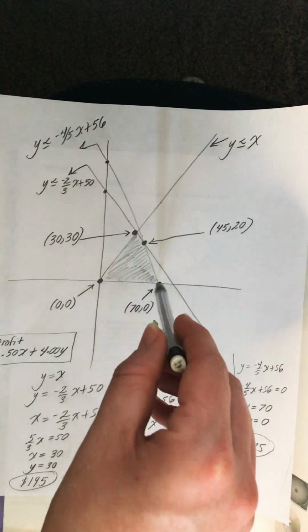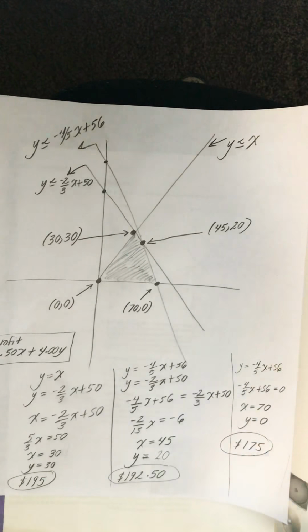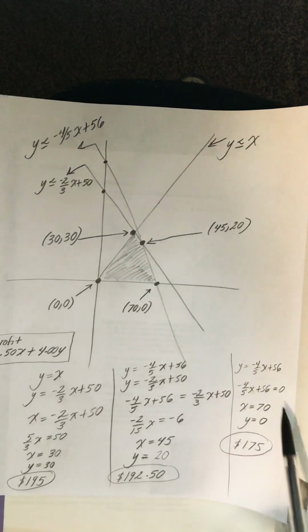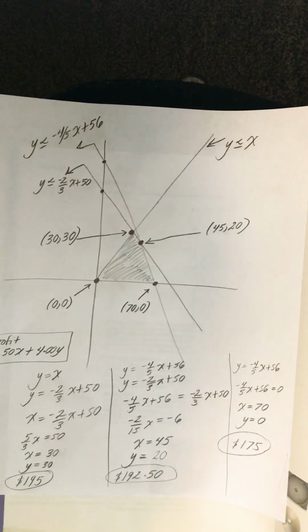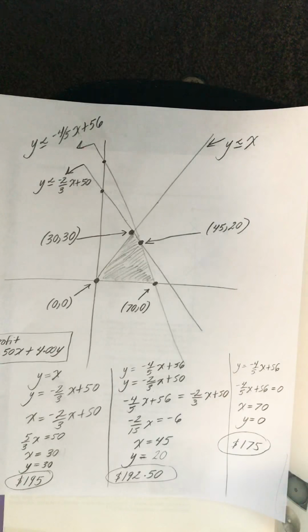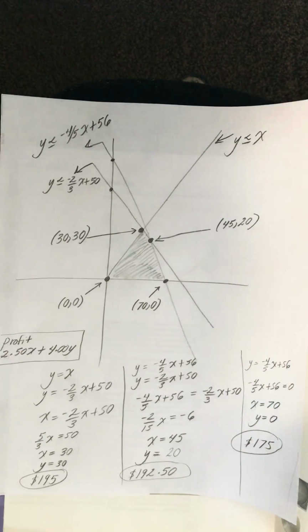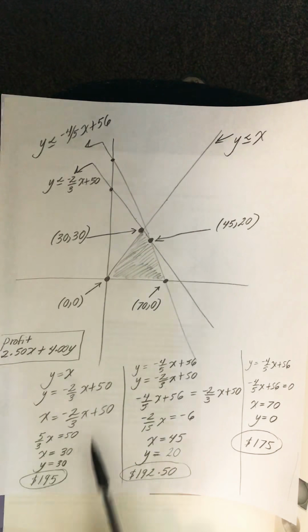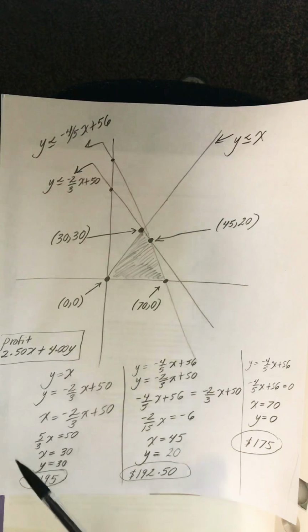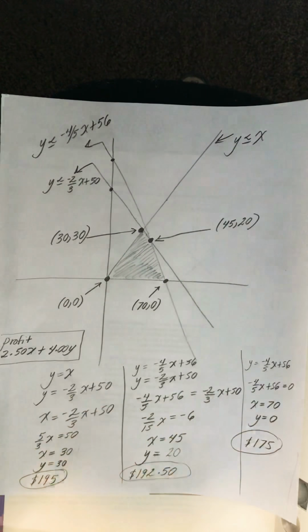Then for this vertex right here, this equation equals 0. So I set it equal to 0 and solve for x. I got x equals 70, and obviously y equals 0. I plug that into our profit equation and I get 175. Now obviously 0, 0 is not going to be the maximum profit, because if you plug in 0 and 0, you're going to get 0 profit. So which one gave us the most profit? Well, it was when x equaled 30 and y equaled 30. So it's actually even amounts of crates, which would be your answer.